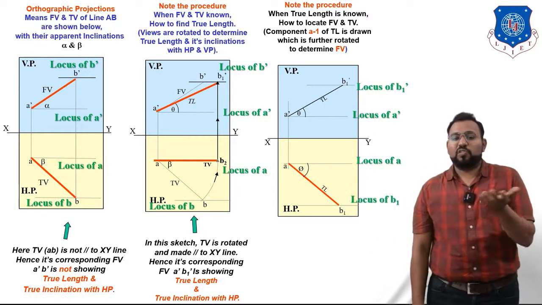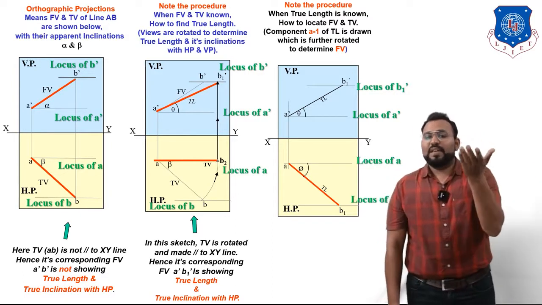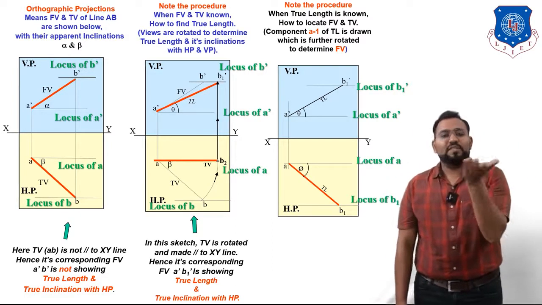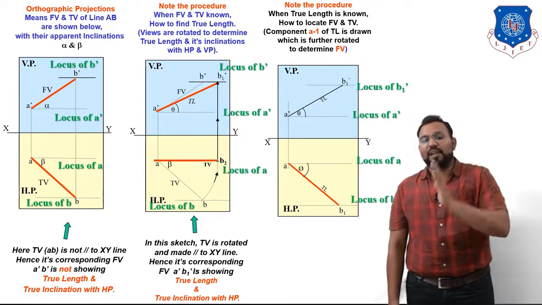You know what locus of B1 is: the horizontal line which is drawn from B1 is known as locus of B1. Same way, what is locus of B1 dash? The horizontal line which is drawn from B1 dash is known as locus of B1 dash. Same for locus of A dash and locus of A.